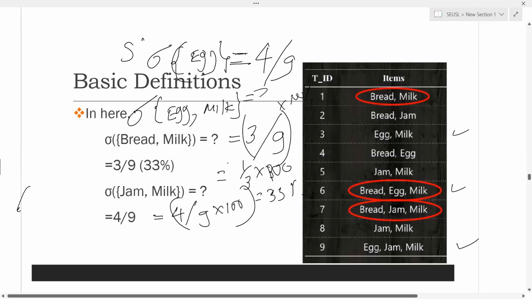3 support. 3. Then divided by total number of transactions 9. So that is also 33%. That is the way you can find out the support. Okay.